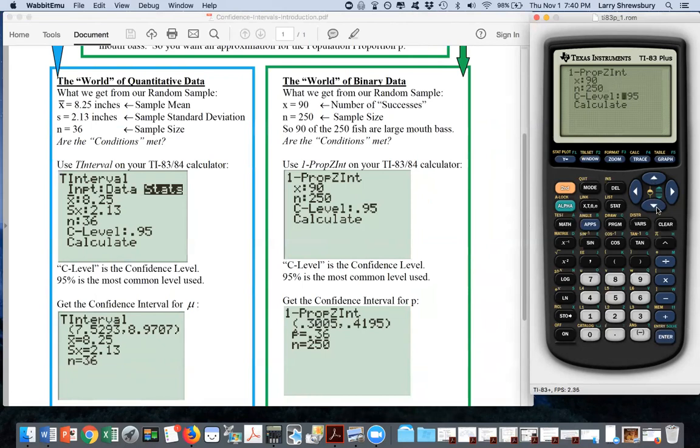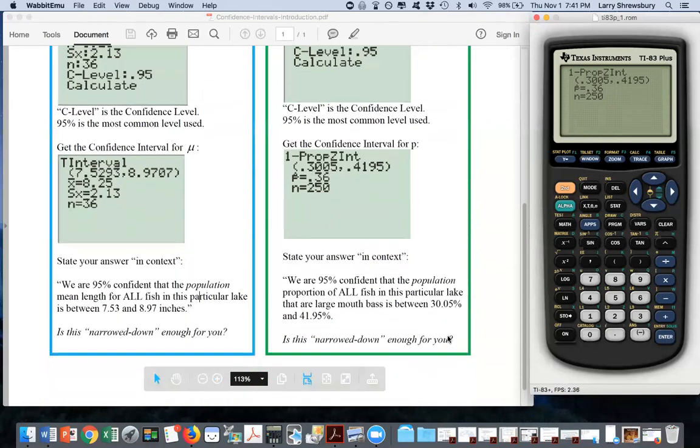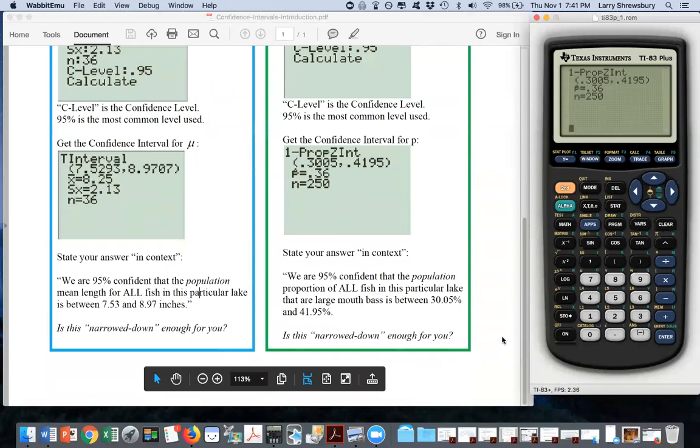And then your confidence level, 0.95. That's all you have to enter. Notice there's no standard deviation when you're dealing with binary data. You highlight, calculate, and you hit enter. Now, our job is to interpret that. So here's the way that would look in context.